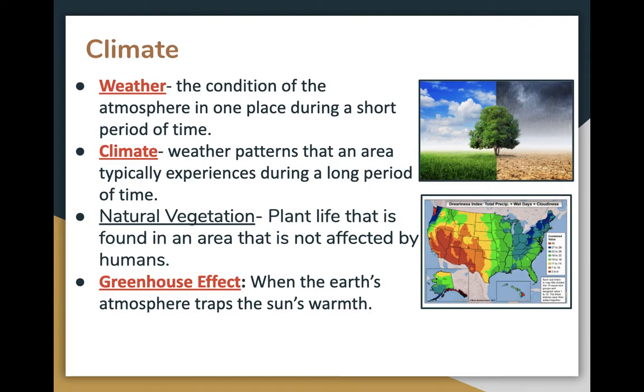Okay, so weather. Obviously, anything red on here is going to be highlighted, just FYI. But weather is the condition of the atmosphere in one place during a short period of time. So it's what it's doing outside. So right now, as I'm making this video, it's raining outside. So that is the weather. Okay. Climate, on the other hand, is what happens over a long period of time.